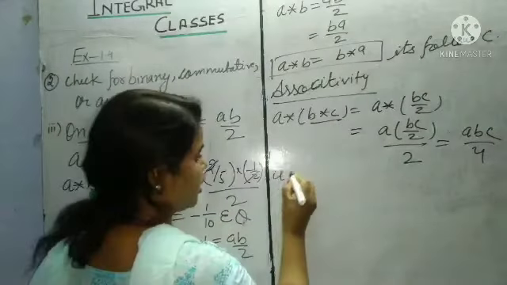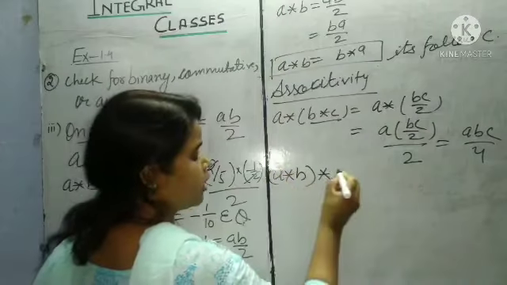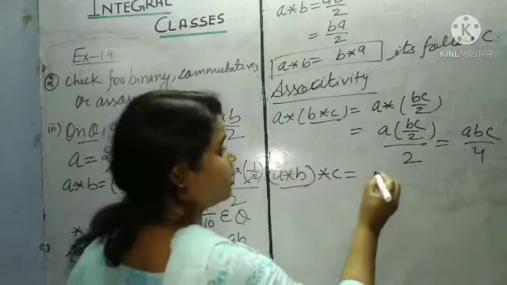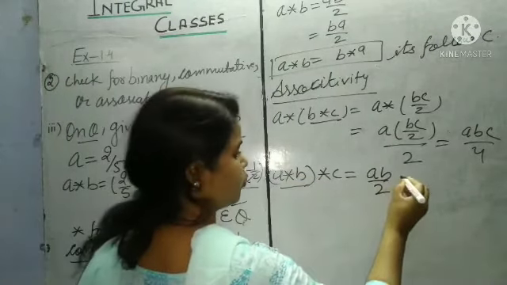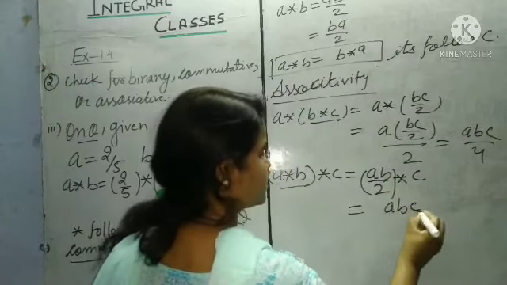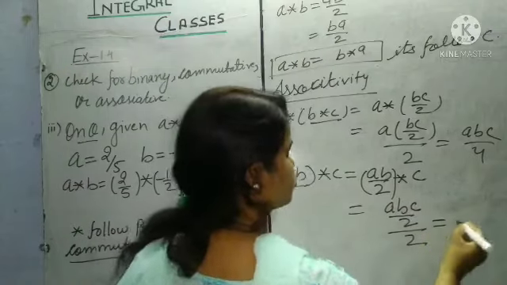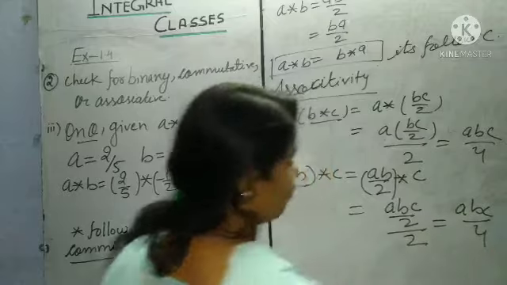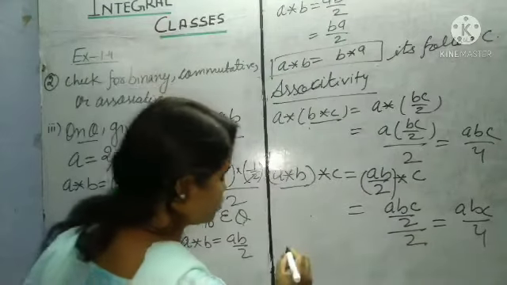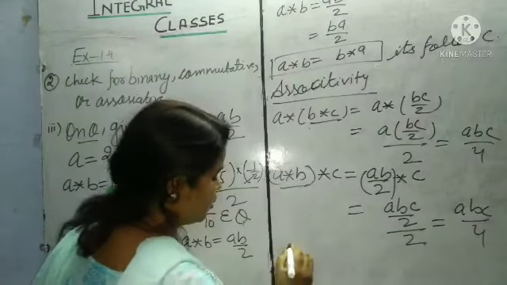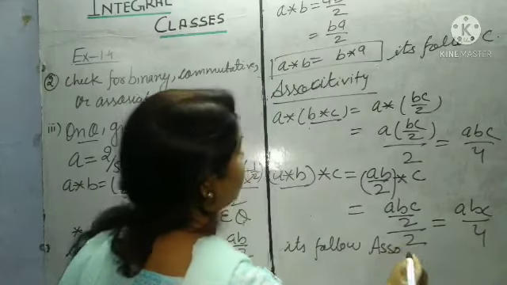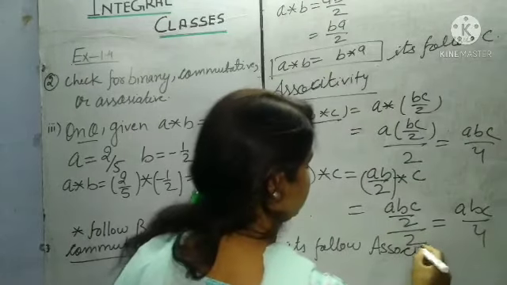Now the other side, A star B star C. First we will apply A star B. So what will be the value? We will get AB by 2. Now star C, then again we will get ABC by 2 upon 2. So ABC by 4. It means, as we observe, both sides are equal, so this follows associativity.